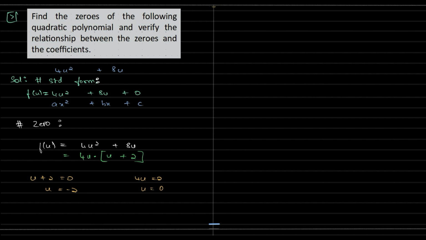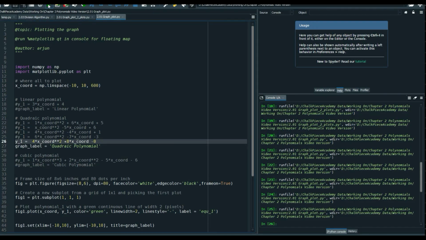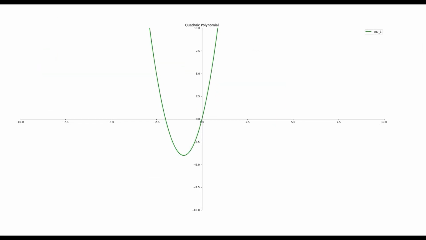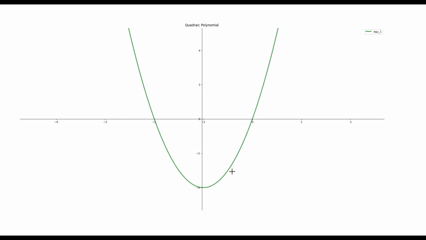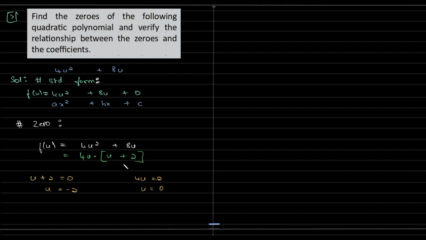So as usual, let's verify this with the help of Python coding. And when I execute this, I have my graph. And if you look carefully, we have the answer to be minus 2 and 0, is it not? Right? Have a look. So the graph is crossing the x-axis at minus 2 and 0. So the answer is minus 2 and 0 itself.